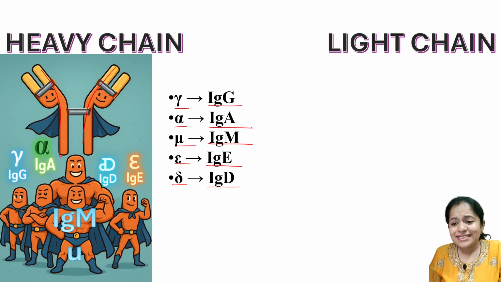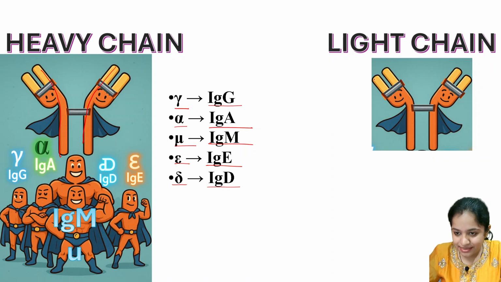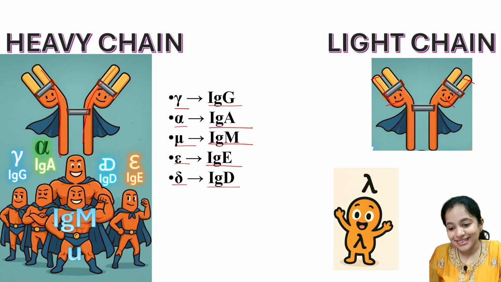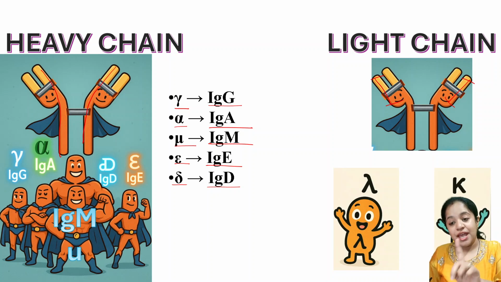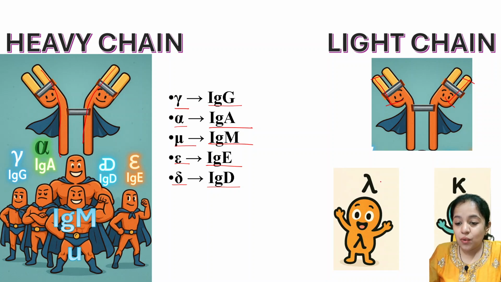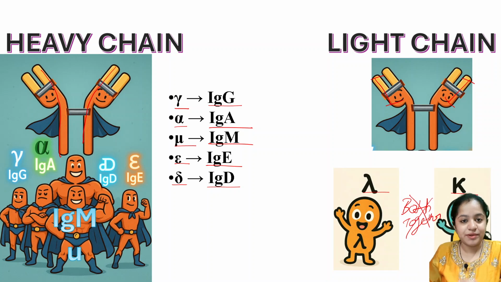Clear? Now let's see the light chain. Light chain is simpler. It doesn't have 5 classes. It has only 2 classes, that is your lambda and kappa. Now, in one antibody, only one of them can exist. Either both the light chains will be lambda or both will be kappa. Never both together; that doesn't exist. Okay, it's not present like that.